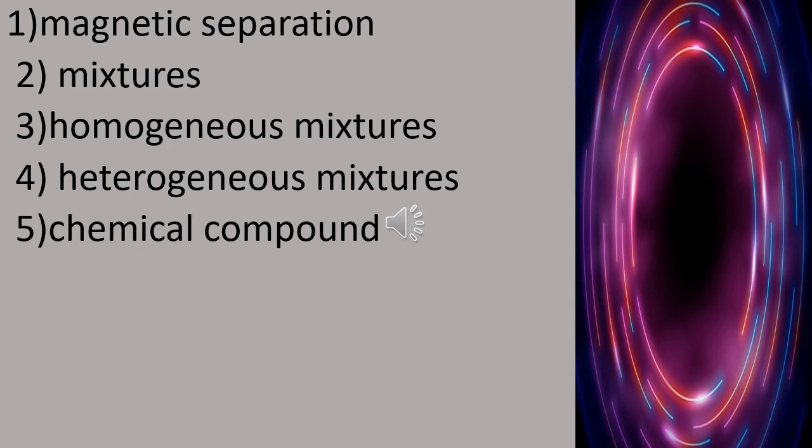Now children, fill in the blanks. A mixture of solids containing iron as one of the components can be separated by magnetic separation. Second question, elements and compounds are together called substances. Salt and water is an example of a homogeneous mixture. Gunpowder is an example of a heterogeneous mixture. Carbon dioxide is considered a chemical compound, but carbon and oxygen are atoms. Write fast, children. Okay, we will see the next one.